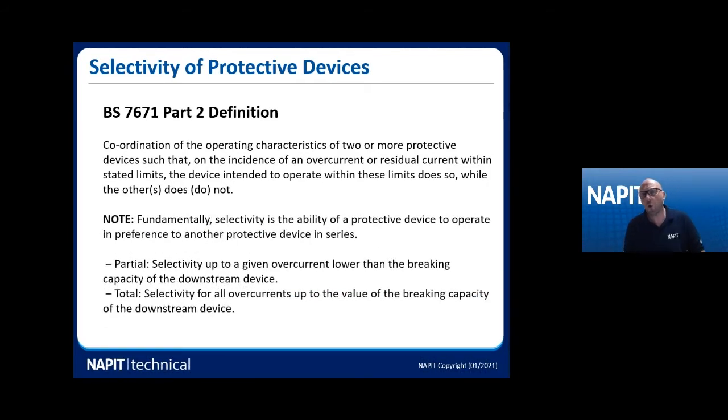Now, there is a further note to the definition, which talks about the ability to achieve selectivity on devices in series. It introduces partial selectivity, which is selectivity up to a given overcurrent lower than the breaking capacity of the downstream device, and total selectivity for all overcurrents up to the value of the breaking capacity of the downstream device. So there's quite a lot to take on board there.